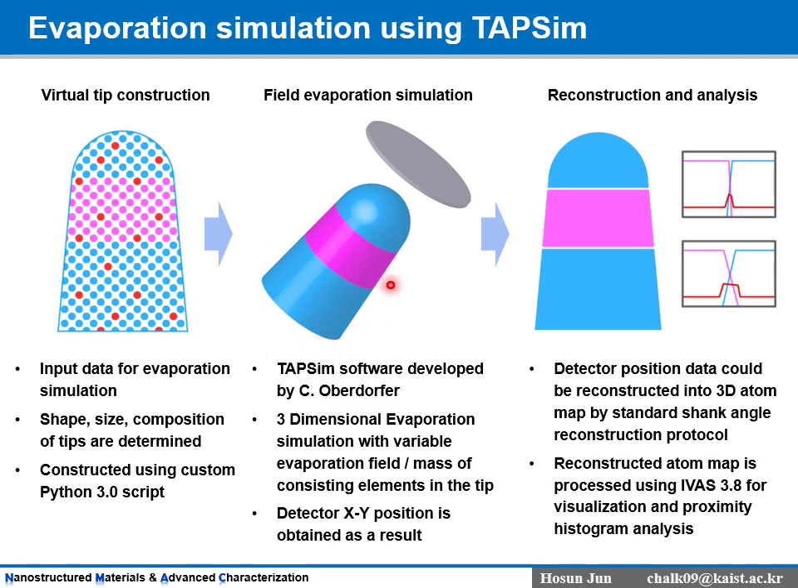To investigate the effect of the local magnification effect, the evaporation field and the mass of each element were determined before evaporation. As a result, a detector XY position sequence for each simulation condition was obtained, and the resulting position data was reconstructed using the standard shank angle reconstruction protocol, and the reconstructed atom map was analyzed using IVAS 3.8 software.